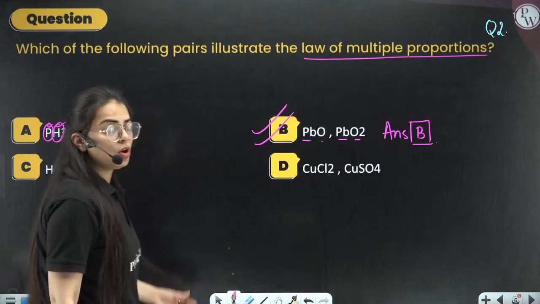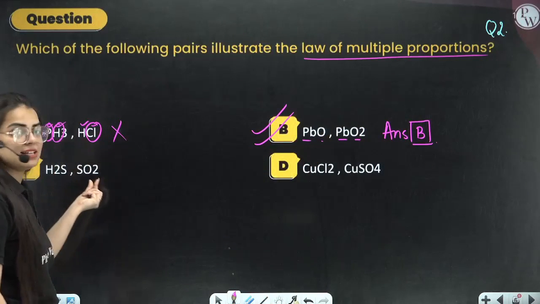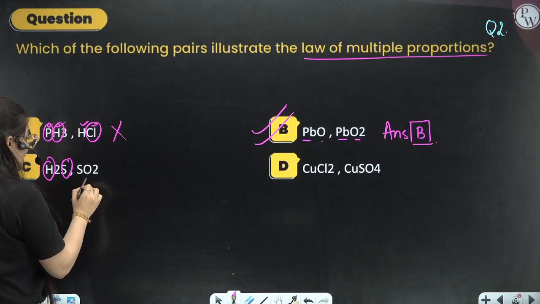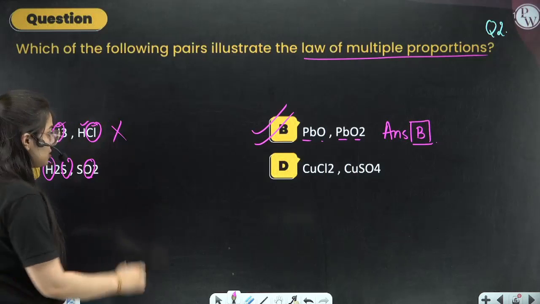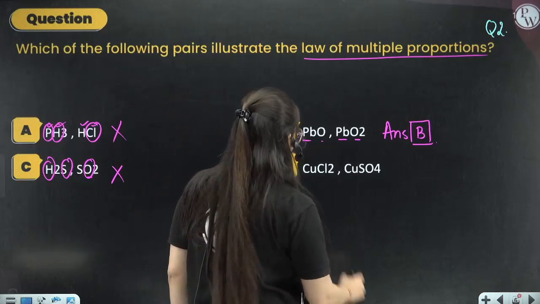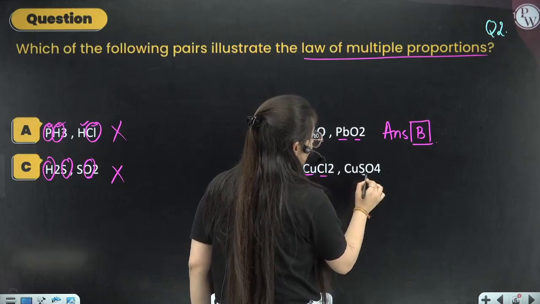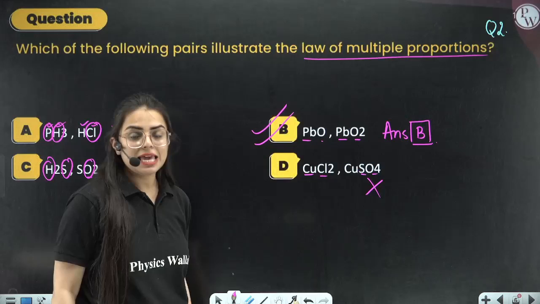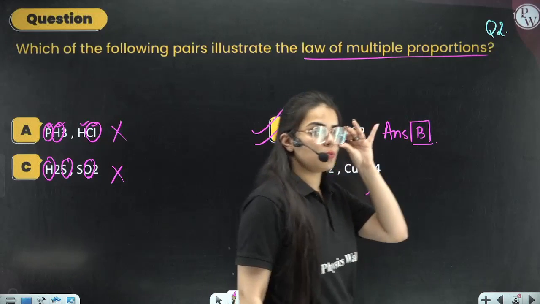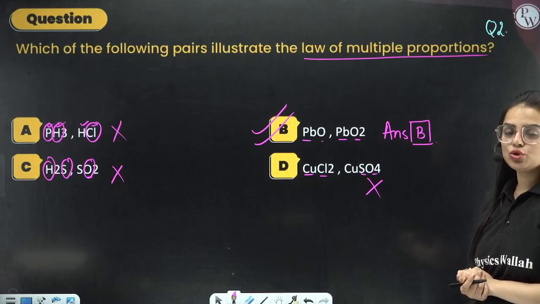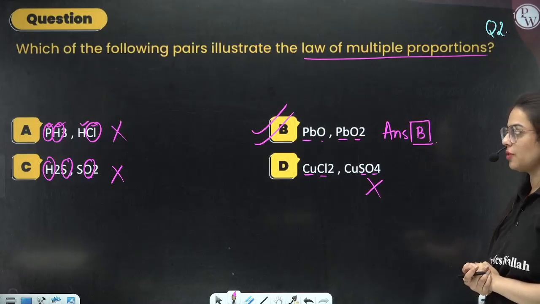If you look at option number C, we have H2S, SO2. In H2S we have hydrogen and sulfur, and here we have oxygen, again 3 elements. So this is also incorrect. Now looking at part D, we have Cu, we have Cl, and we have sulfur. We also have oxygen. So 4 elements. So this is also wrong. Hence the answer comes out to be option number B. Is it clear? Kindly write it down so that we can move on to the third question of ours.